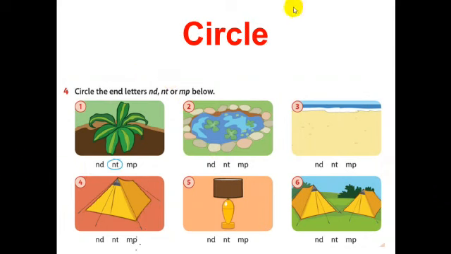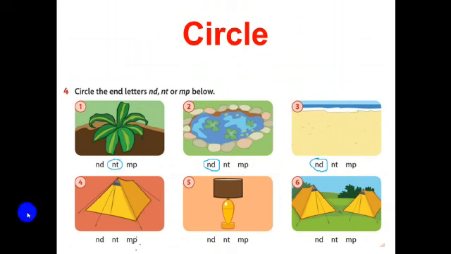Now, exercise number 4, circle the end letters, okay, the end. And, or, below. Look at the picture, please. What's this? Plant, and. Okay, what are the letters that it has got? And, plant. Number 2, pond, and, and or ump? Yes, pond. Now, sand. What are the letters it has got? And or ump? Sand. Yes, and.